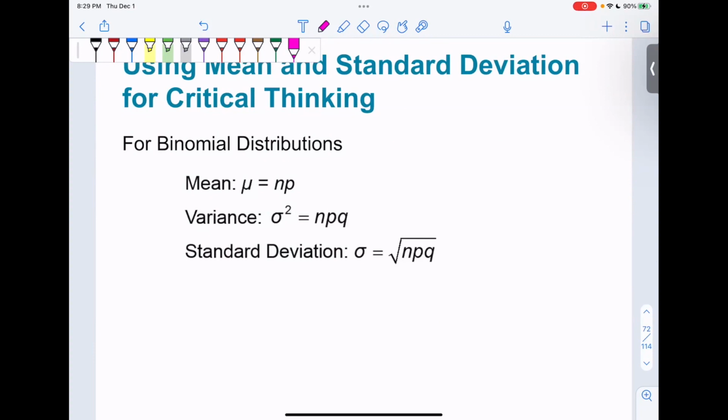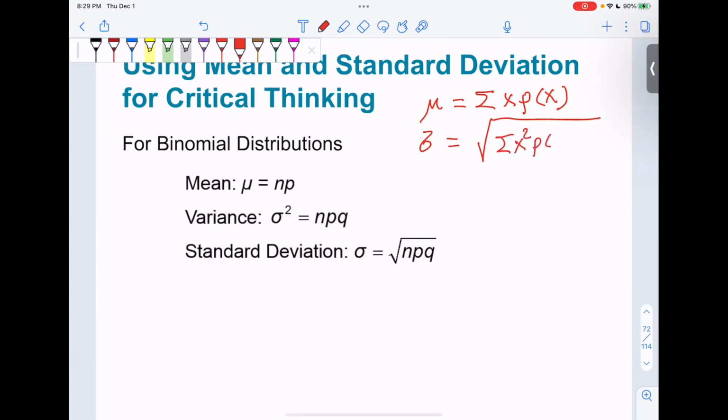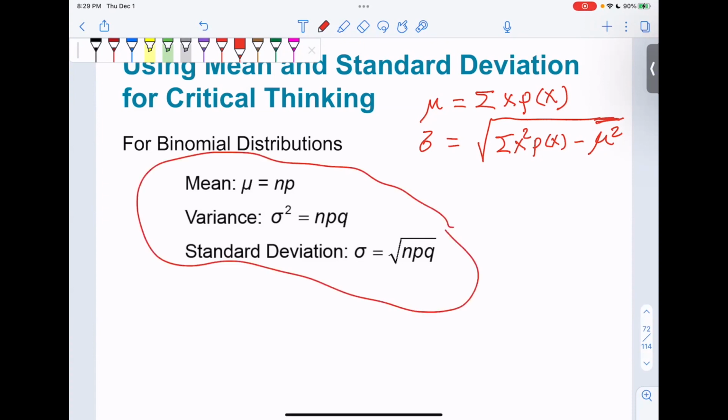Now, to find the mean, variance, and standard deviation for the binomial distribution, it's easy. Do you remember when we started, we found mu as the sum of x times the probability of x, and sigma as the square root of the summation of (x minus mu) squared times P(x)? If we know the distribution is binomial, we can easily find those parameters.